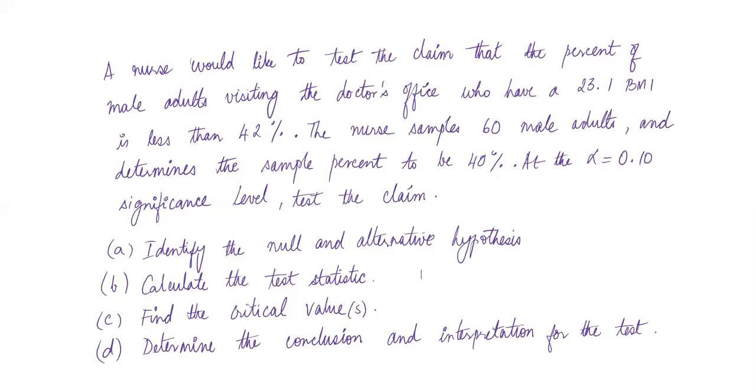So let's go back and again look for clues. We look for the keywords. A percentage, percent or proportion indicate the same. So remove all the clutter and you see the percent is less than 42. The percentage of male adults with the 23.1 BMI is less than 42%. And then the sample is 60 male adults, and the sample percent corresponding to that is 40%.